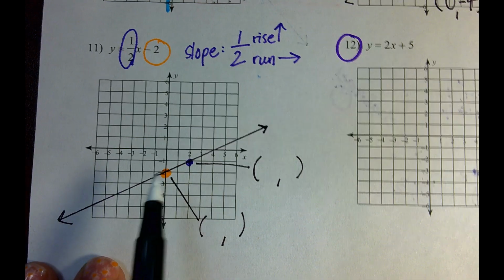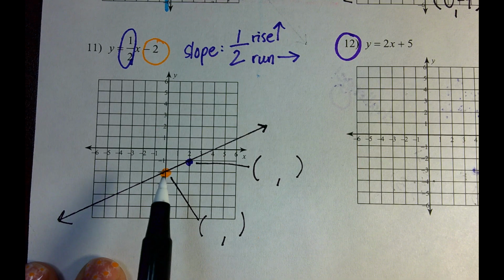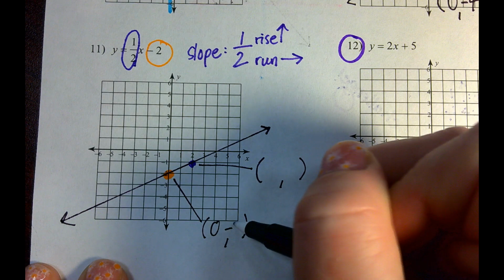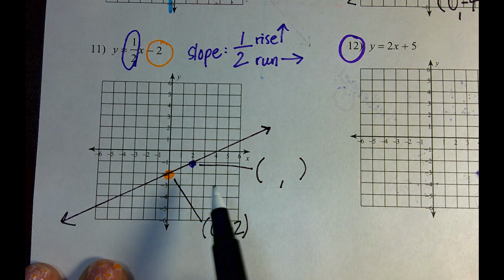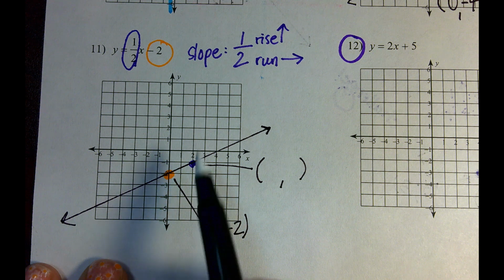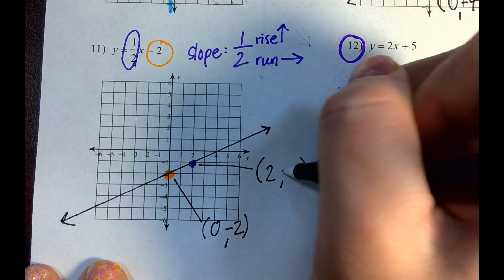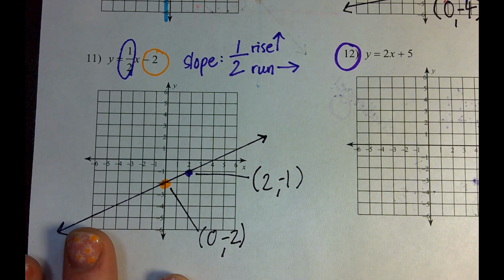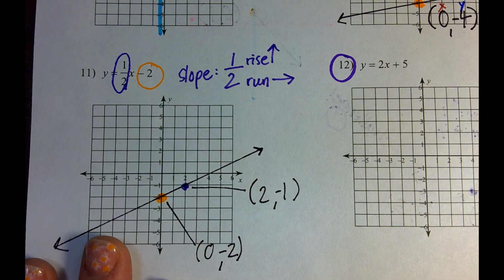Okay, so what is the coordinate for my first point? 0, -2. Perfect. 0, -2. And my second one? 2, -1. Yes. 2, -1. Amazing. Okay, guys. We're starting to get pretty quick with this. That's awesome. Any questions about any of these at all? Okay.